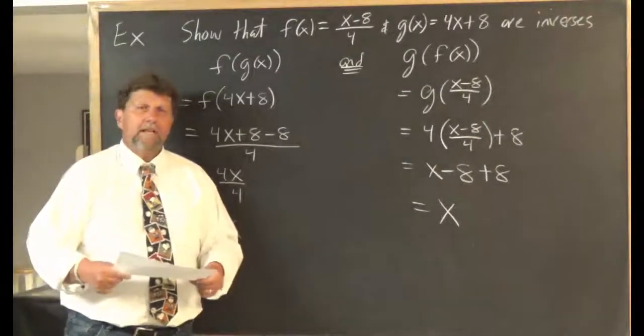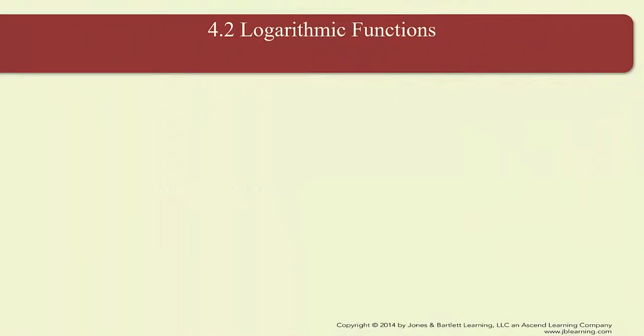So let's head back to the slides and see what is next. All right, those functions were inverses of each other because when we did the composition f of g of x, we ended up with x. And when we did the composition g of f of x, we ended up with x.